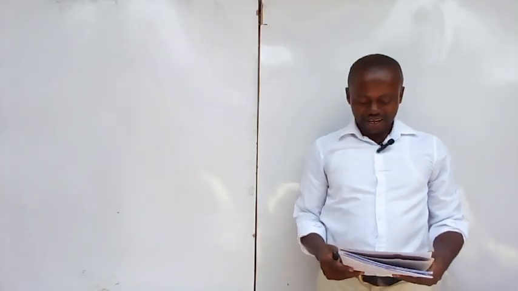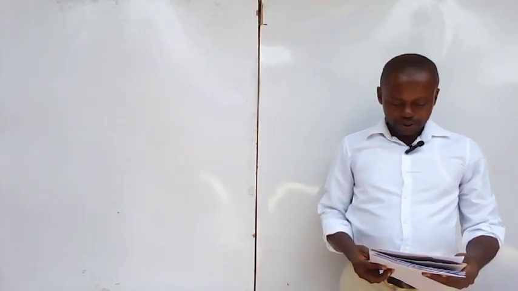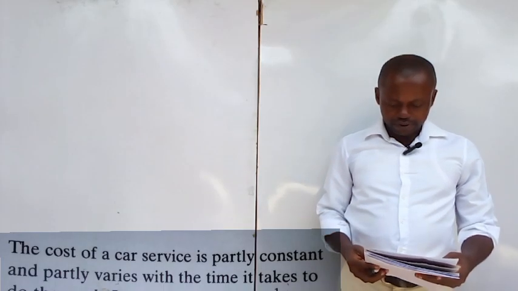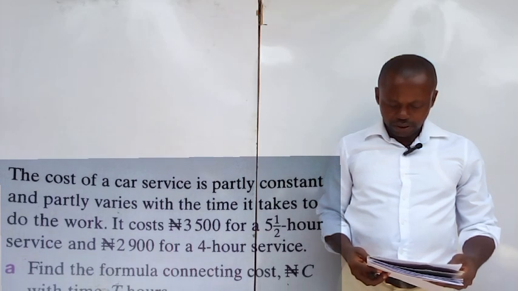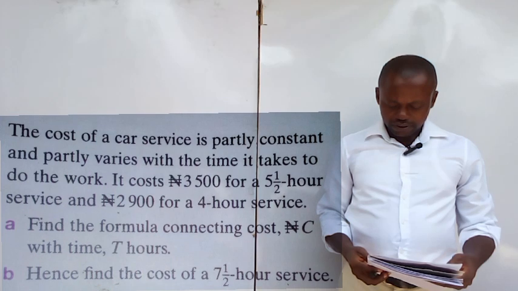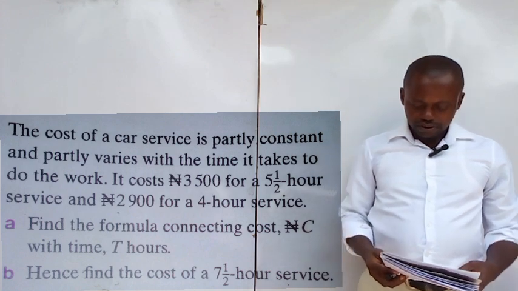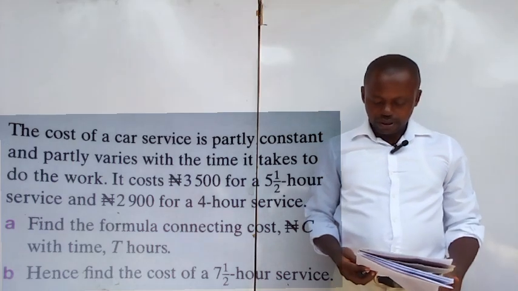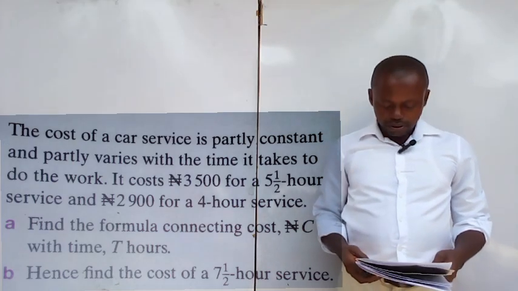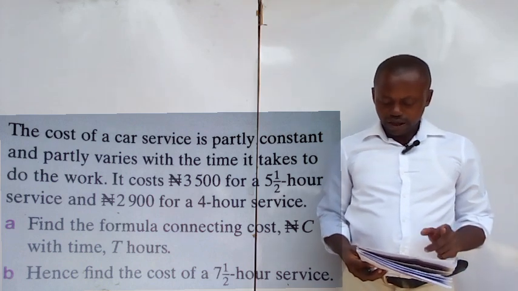My name is Victor Digomore, and we are still looking at some questions around partial variation. This question says the cost of a car service is partly constant and partly varies with the time it takes to do the work. It costs 3,500 for a 5.5 hour service and 2,900 for a 4 hour service. Find the formula connecting cost C and the time T in hours. B is calculate the cost of a 7.5 hour service.